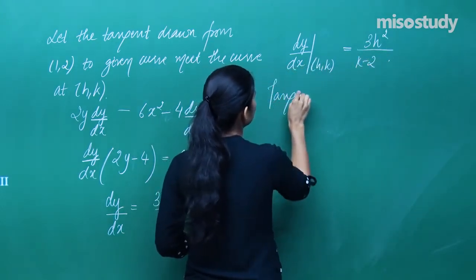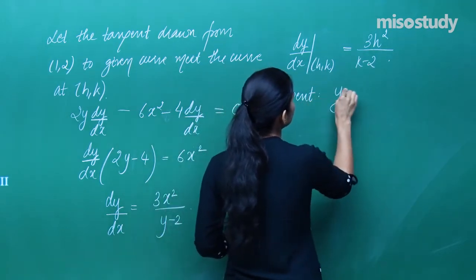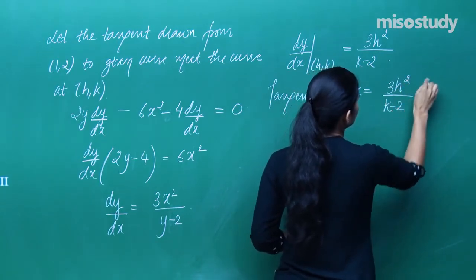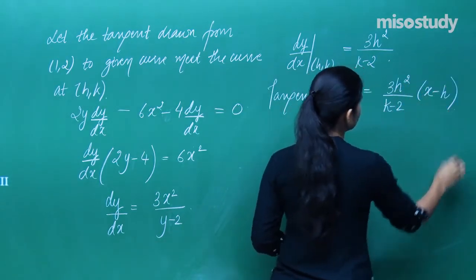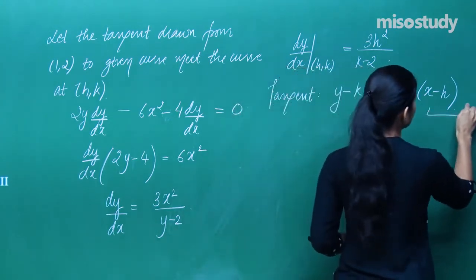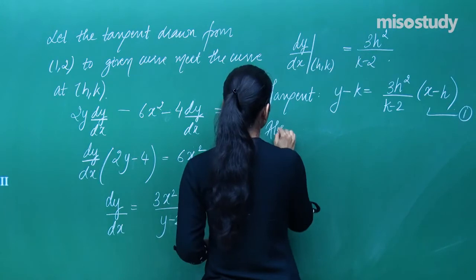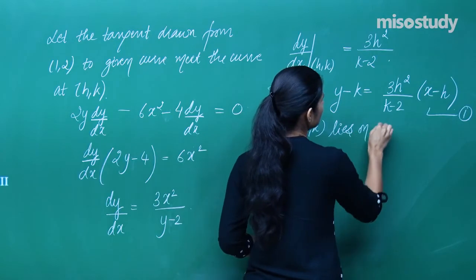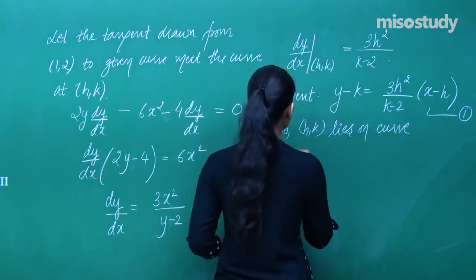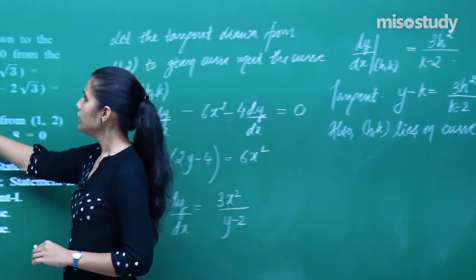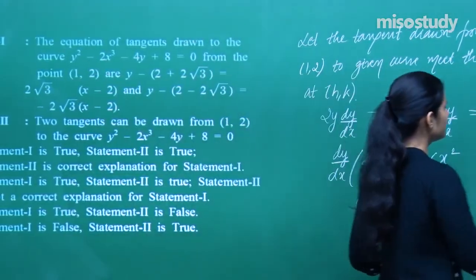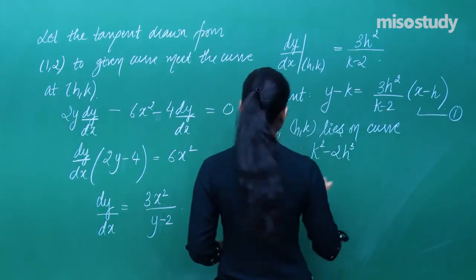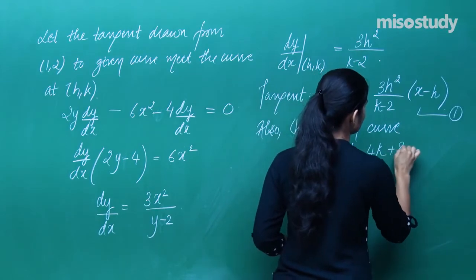Therefore equation of tangent becomes what when you know the point and the slope? It is y minus y1 equals m into x minus x1. This is one equation in h and k. Also, because h comma k lies on the curve, you know this, h comma k lies on the given curve, therefore it is going to satisfy the equation of the curve also. You will get k square minus 2h cube minus 4k plus 8 will be 0.